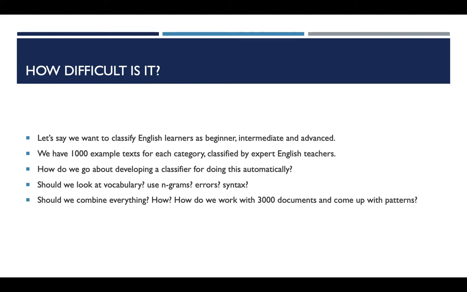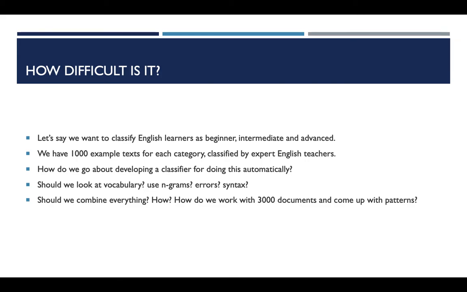So talking about how difficult it is, let's say we wanted to classify English language learners as beginner, intermediate, and advanced, and we have 1,000 texts for each category that we had expert English teachers rate and classify into these 3 categories. How would we go about developing a classifier that can do this all automatically? Will we look at vocab? Will we use n-grams, right? Bigrams, trigrams, things like this? Should we look at just the errors in the texts? Should we look at the syntax, the morphology, the spelling? What can we look at? Or should we combine everything?